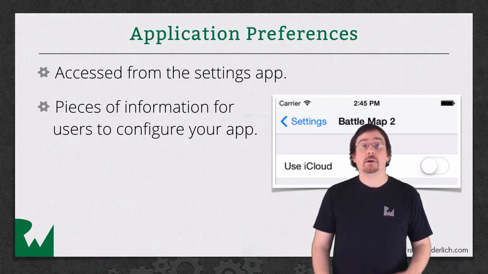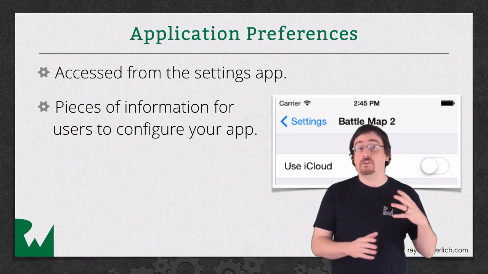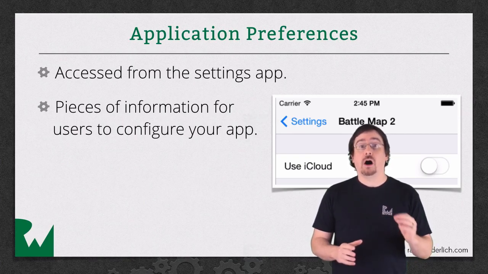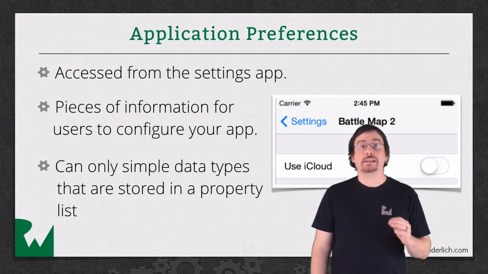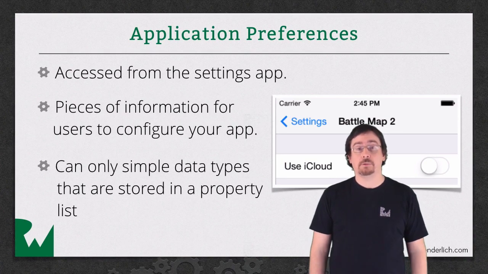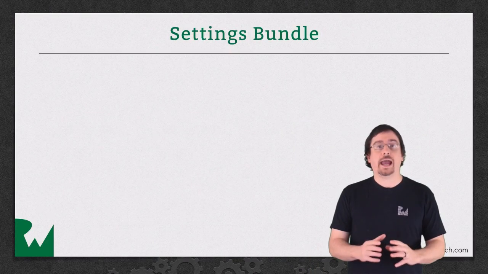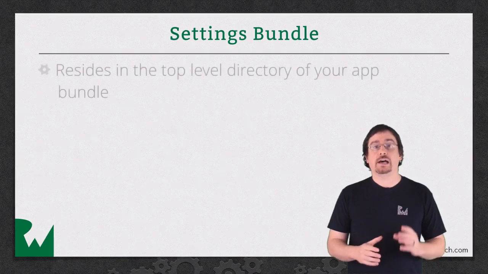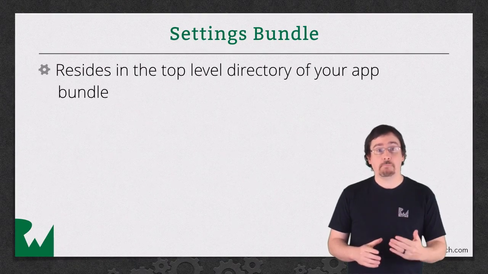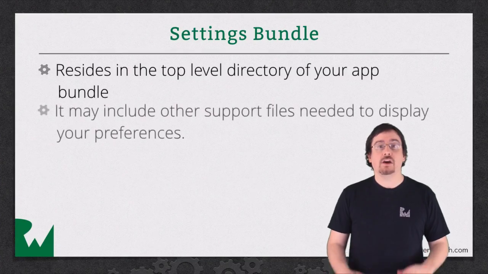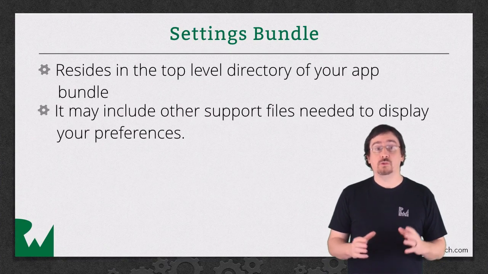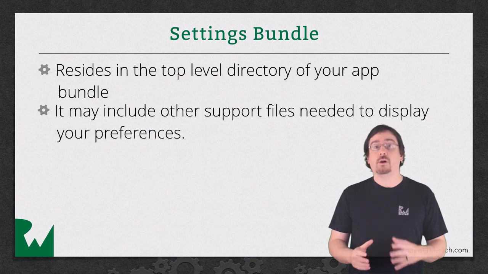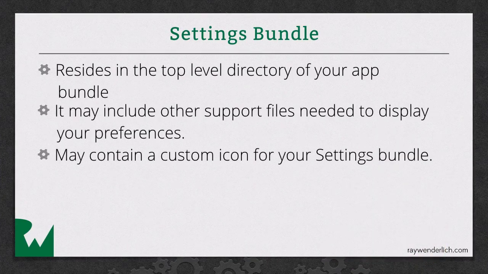When using the Settings app, you're going to be using some very simple user interface elements. Also, you can only save very limited data types that are defined in a property list. To link your app into the Settings app, you'll have to create a settings bundle. This bundle resides in the top level directory of your app bundle. The settings bundle contains a few files that you will use to display your preferences. The settings bundle also contains an icon that is used within the Settings app. This icon is important so that your app is noticeable in the app listings.